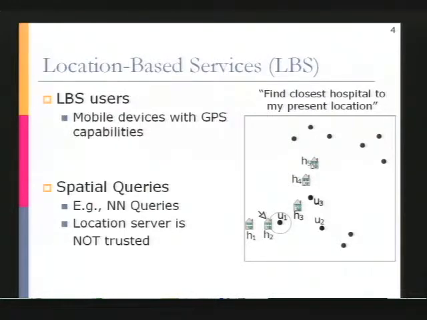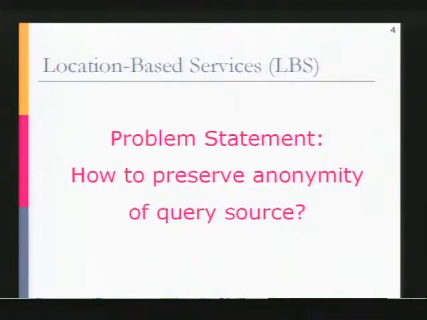But there is still a problem. In order to process the query and return a meaningful result, the query must contain the location of the user. And this location can be mapped to the user identity, for instance, using signal triangulation, or even with simpler methods. If, for instance, the user issues this query from his residence, then it is very simple to look for this address in a public telephone directory and find out who the user was. So the problem that we're trying to solve is how can we still provide these location-based services, and at the same time preserve the anonymity of the query source.